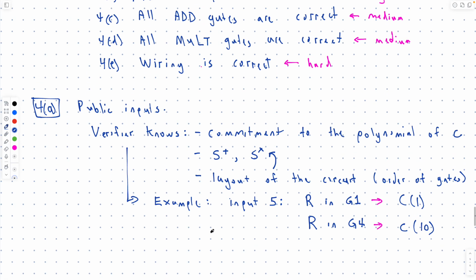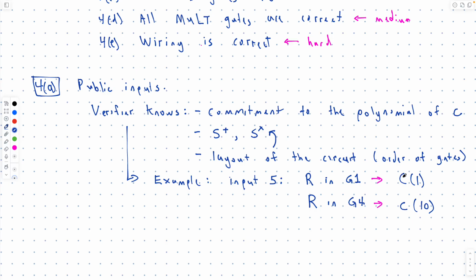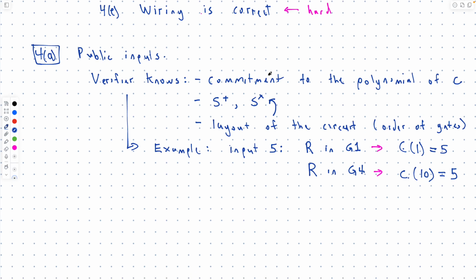Okay, so input 5 better be, if I evaluate the polynomial C at 1, I should get 5. And if I evaluate the polynomial C at 10, then I should get 5 as well. Okay? Can I verify that if I have a commitment to the polynomial C? So I don't have C itself, I just have a commitment to C. Is there a way that I could learn that the value at 1 that's committed to is 5? Or the value at 10 is 5?